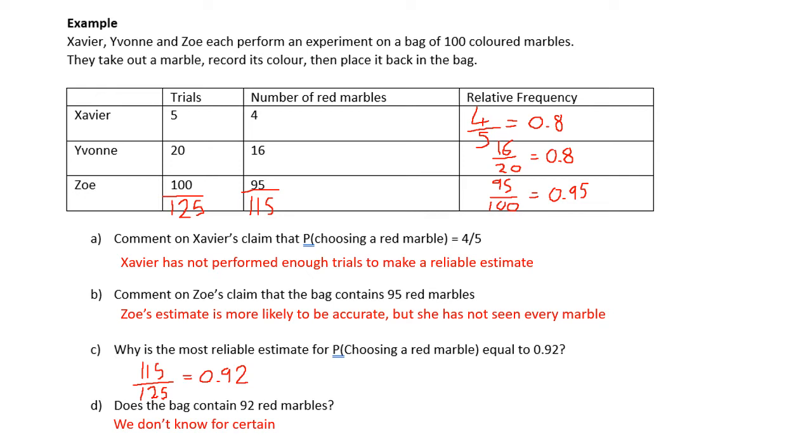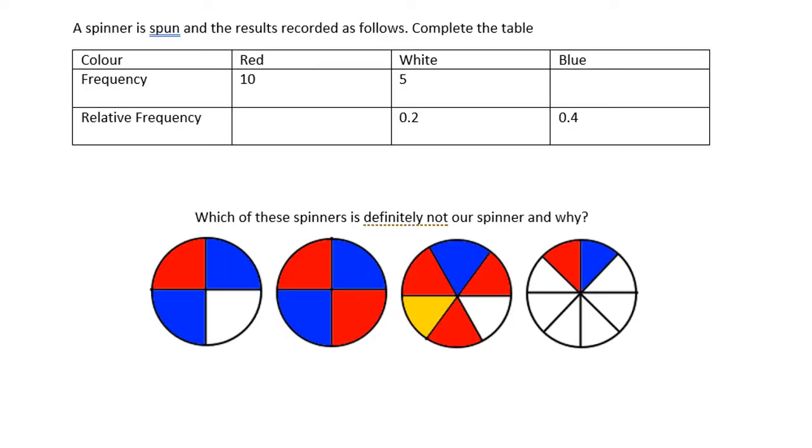Really important to understand about experimental probability, it's never guaranteed to be the actual probability. Okay, so let's look at another question. We've got a spinner this time, which we spin and get the following results. We want to try and complete this table.